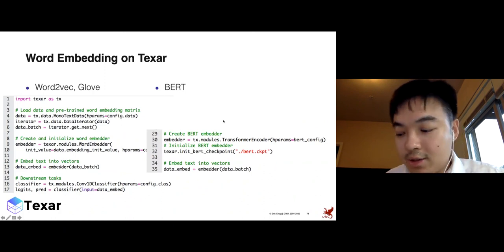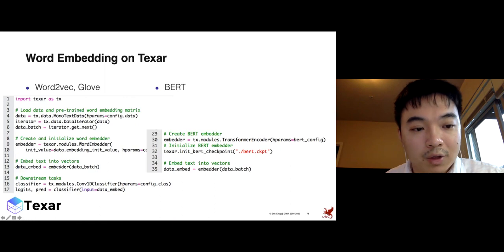Then again, this is a BERT word embedding model. So the components in the whole workflow: here we build the transformer encoder, which is the underlying architecture of BERT. And then we initialize this embedder using the BERT checkpoint. Then we can embed the text using the embedder to get the BERT embeddings and do the classification. So you only need to change this embedder part without touching other irrelevant parts like classifier layers.